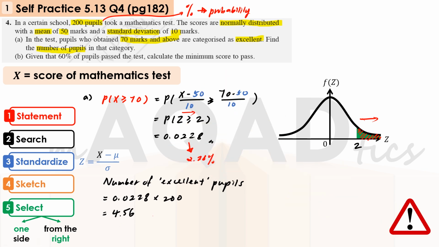So should we write 4 or should we write 5? If you separate the 4 from the decimal here, we have 0.56. If we understand 0.56 pupils, it is actually half of a pupil, which technically also means it's not a pupil, not a person, because it's just half. So this one, I would change it to 0. So the answer would be 4 pupils with the excellent mark.